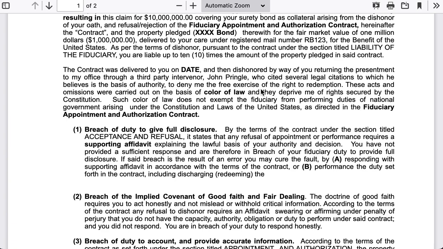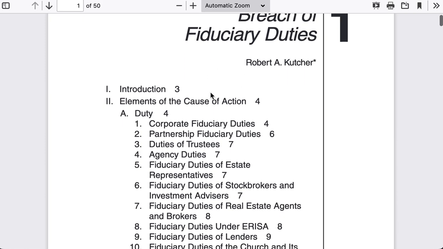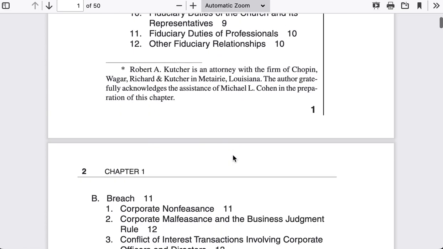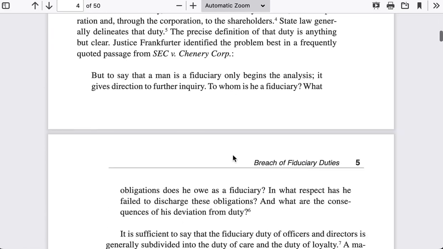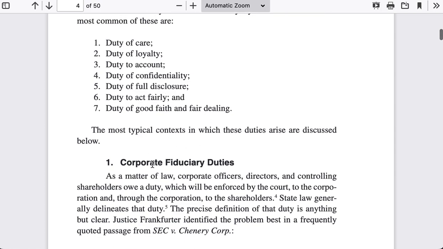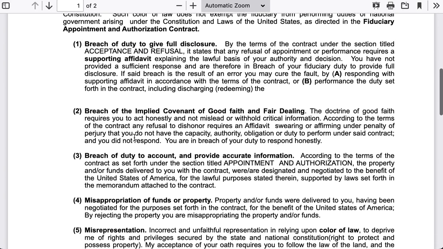Right? If you look at this, remember we looked at this document here, which is what you should go to so you can better understand these fiduciary relationships. It talks about those different duties, and one of them is providing full disclosure. Look: duty of care, duty of loyalty, duty to account, duty of confidentiality, duty of full disclosure, duty to act fairly, duty of good faith, and then it breaks all of these down. So you want to go look at that. So I just charged him with some of those things, right?